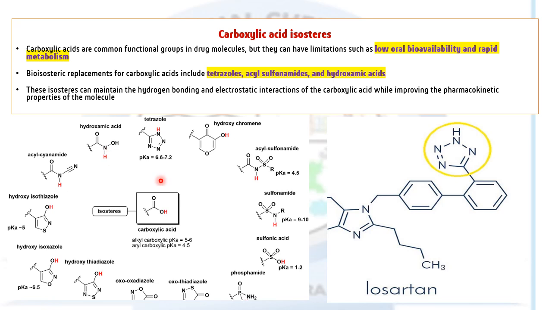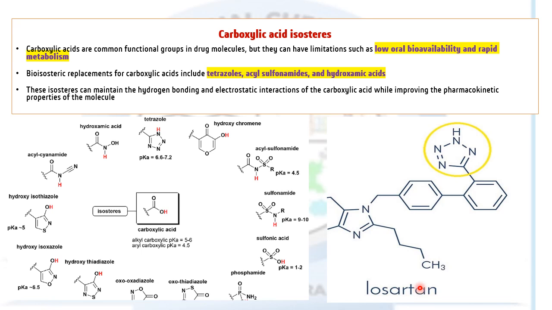So these are the different functional groups which can be used in place of carboxylic acid as a bioisostere, like tetrazole, hydroxamic acid, acylcyanamide, hydroxamide, acyl sulfonamide, sulfonic acid, phosphonamide. These all are examples of carboxylic acid bioisosteres. This is an example of a drug based on the replacement of the carboxylic acid group with tetrazole. The example is Losartan.